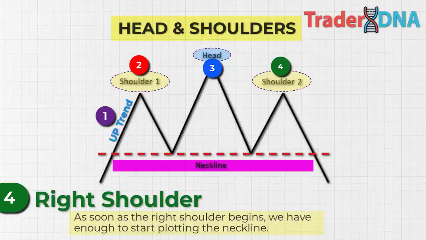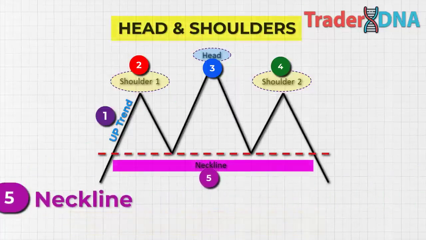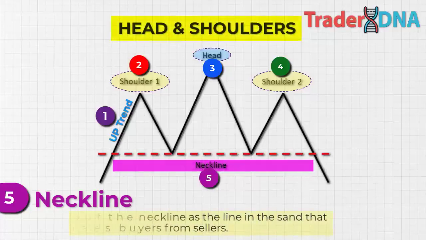However, keep in mind that the pattern isn't finished yet, so think of it as a rough draft, rather than the final version. Step 5. Neckline. Now that we have a clear head and 2 shoulders, we can draw the neckline support. This level becomes crucial when we discuss how to trade the breakout. Think of the neckline as the line in the sand that separates buyers from sellers.